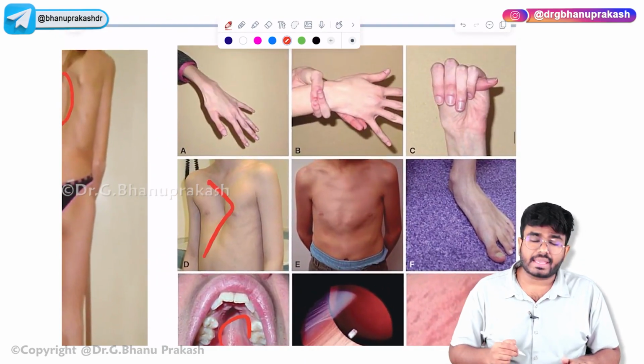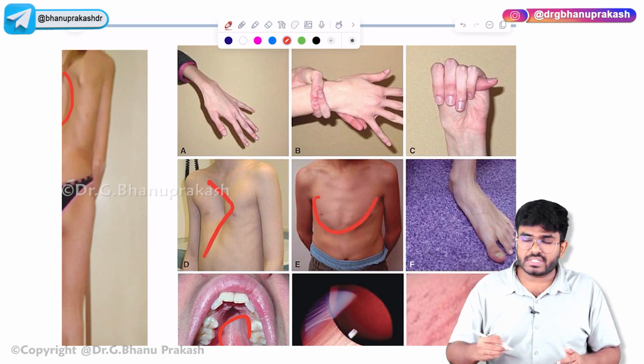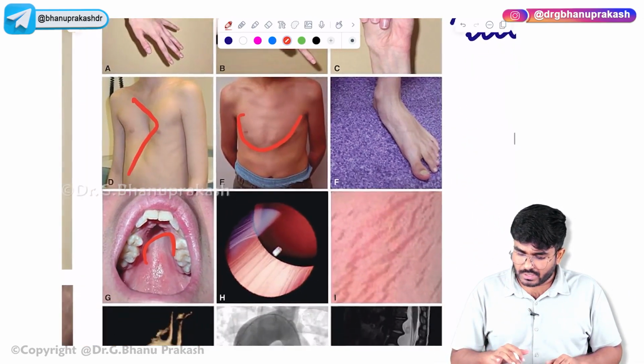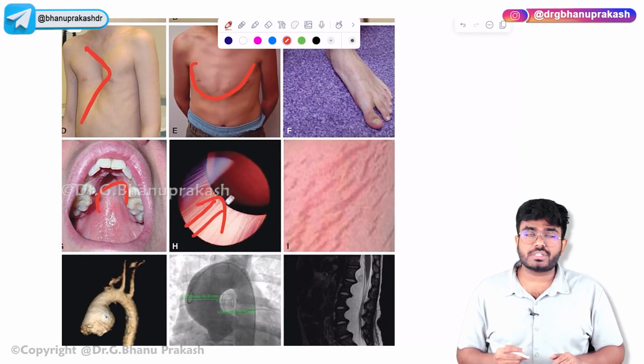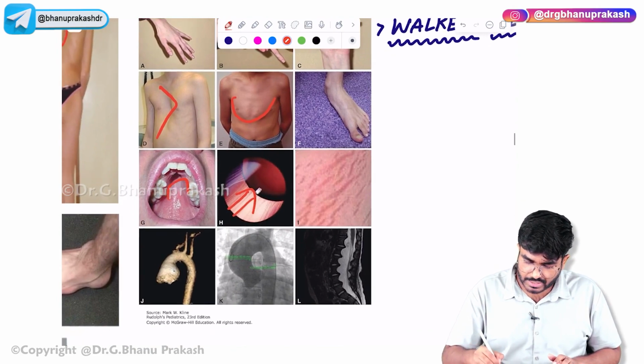There can be pectus carinatum, and pectus excavatum can also be seen. Those are the chest deformities here. See, it's projecting outward, pigeon shaped. Here you can see the dislocation, a superotemporal dislocation of the lens. Aortic dissection can be seen.